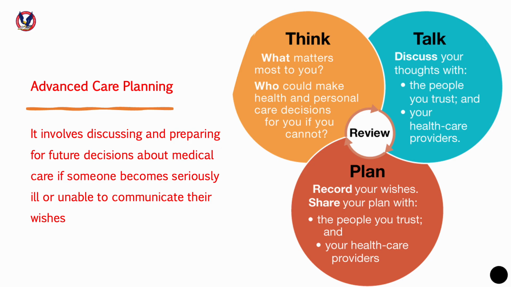It involves discussing and preparing for future decisions about medical care if someone becomes seriously ill or unable to express their wishes. So you may find so many documents or articles about advance care planning, but these three are the most important points that you may need to remember. A patient has to think about what matters most to them.